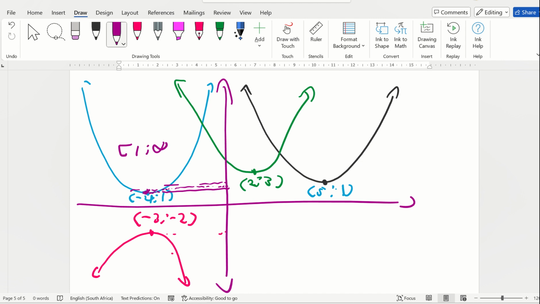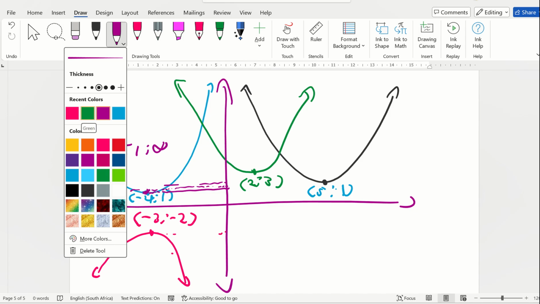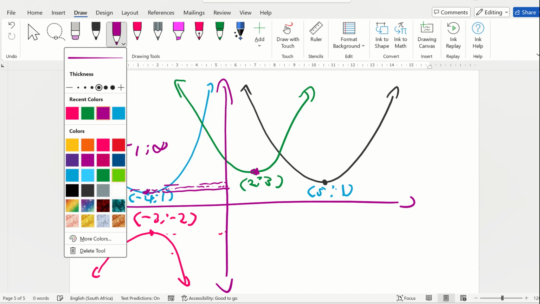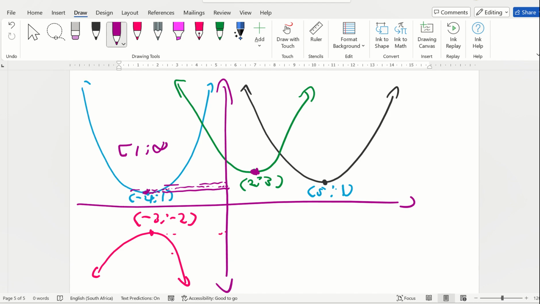For the green function, the lowest y value is here. It's 3, right? So the next one will be 3.1 and just goes on and on. These y values keep on increasing. So the range for this will be from 3 to positive infinity, including the 3 but excluding the positive infinity.